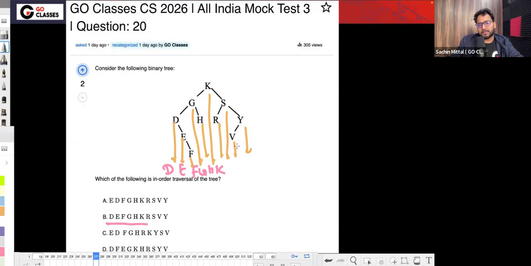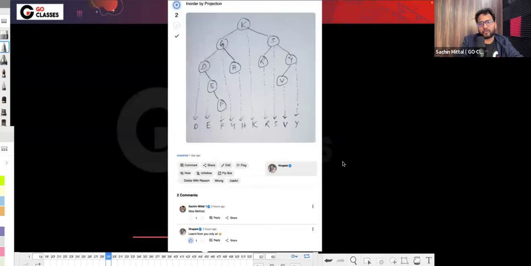And then R, S, V, Y. R, S, V, Y, right? Okay. So B is the correct answer here. You can directly take the projection like this. Okay. So it is a very nice method for the in order. In order, you can just find out the in order by the projection.